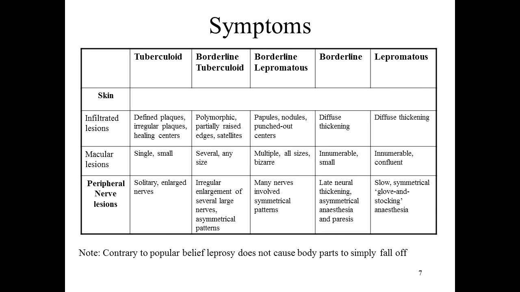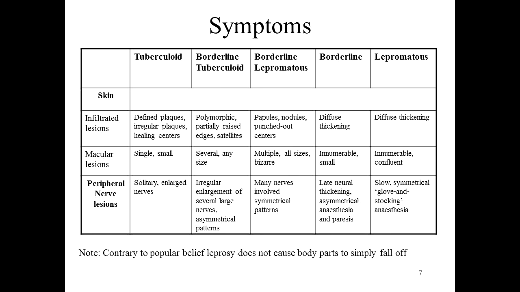So for the symptoms, we differentiate them. For tuberculoid, the infiltrated lesions are defined plaques, with irregular shapes and healing centers. The macular lesions are usually single and small. For the peripheral nerve lesions, we see solitary and enlarged nerves.